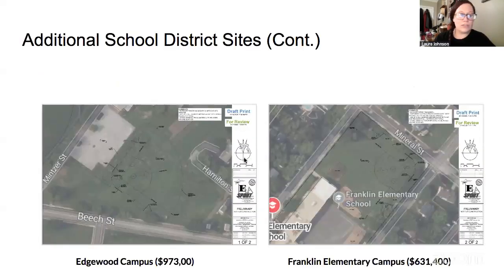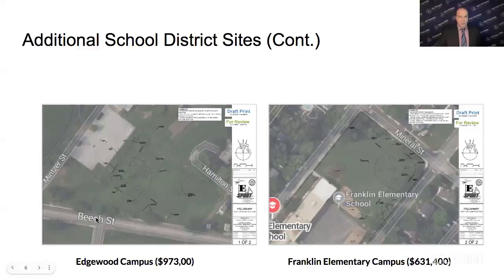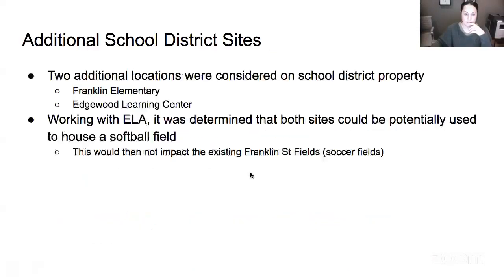But how much of a savings is it? I felt like when I had looked through the papers, it wasn't super significant to have the field at Franklin versus at the complex, like on the Franklin Street field. Well, $639,000 at Franklin Elementary.